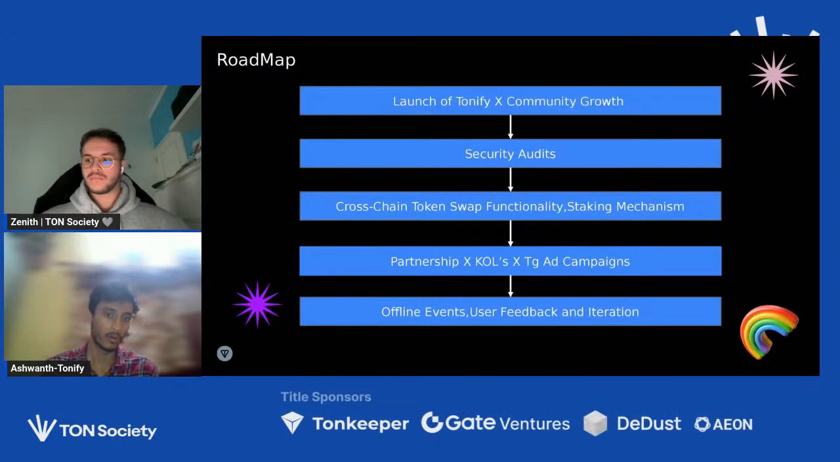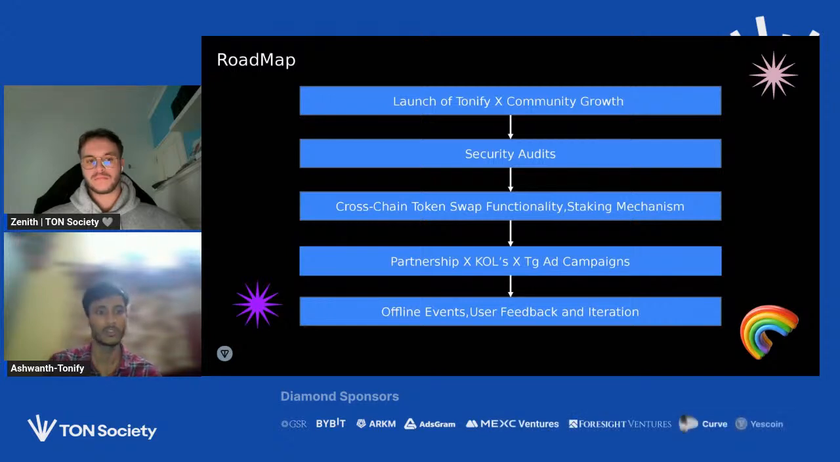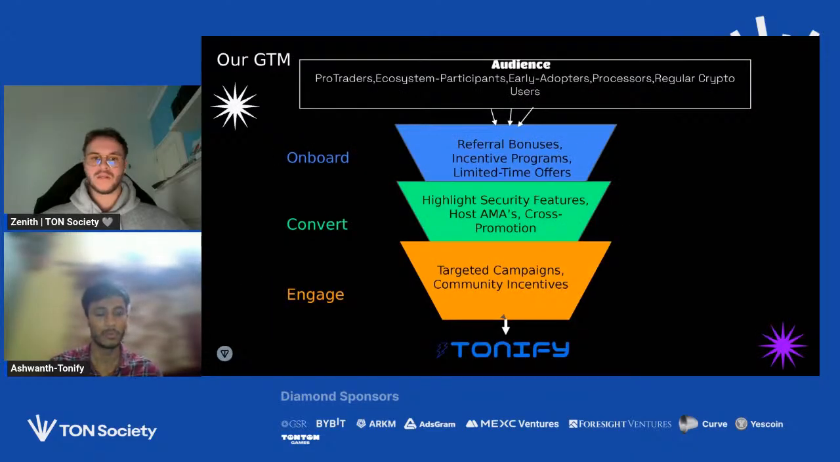And this would be our roadmap. We would be launching our product and community growth, and then going with the security audit so that we could gain the trust of the users, and then providing them good incentives, partnerships and KOLs, and then targeted ads, offline events and feedback. We try to gather user feedback and iterate, so that we keep upgrading ourselves to be a better platform in the future. And this would be our go-to-market.